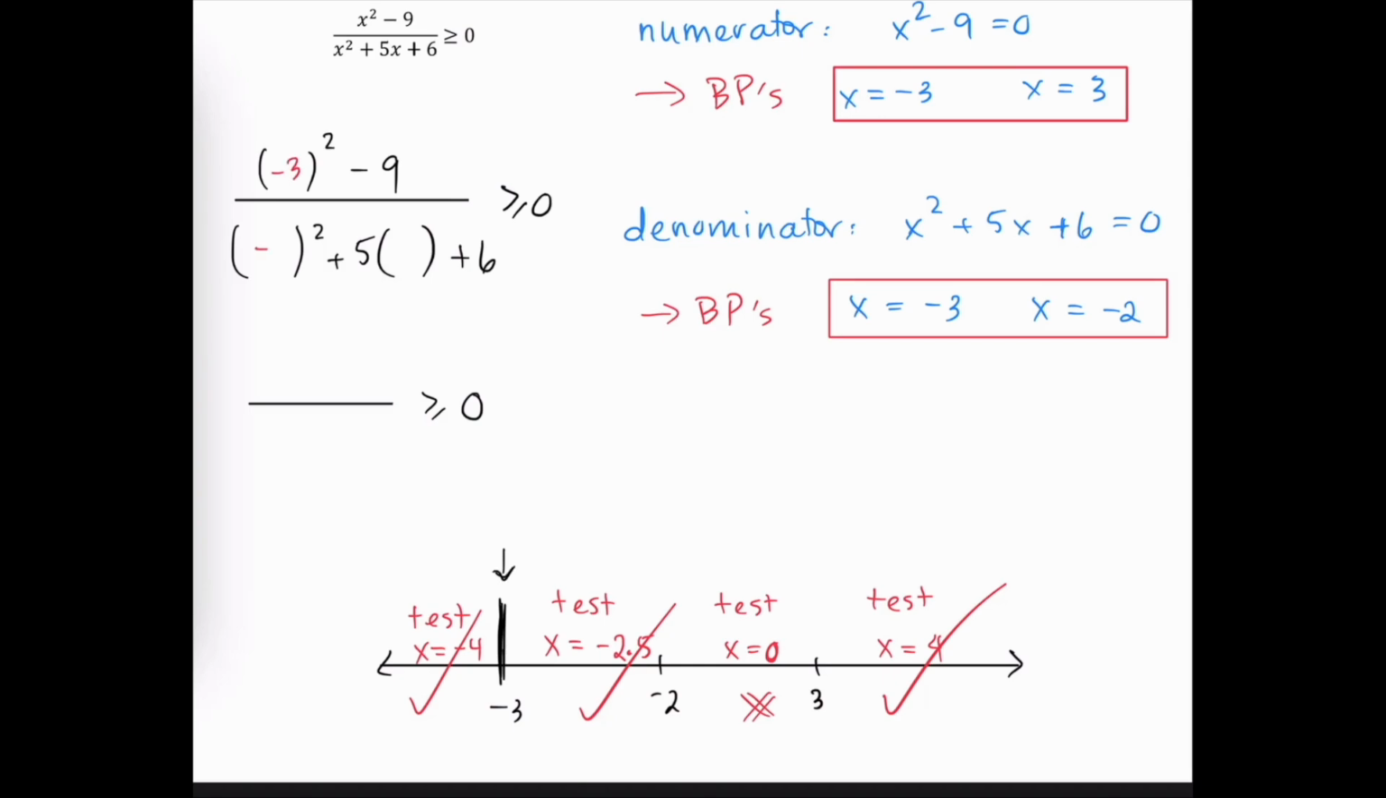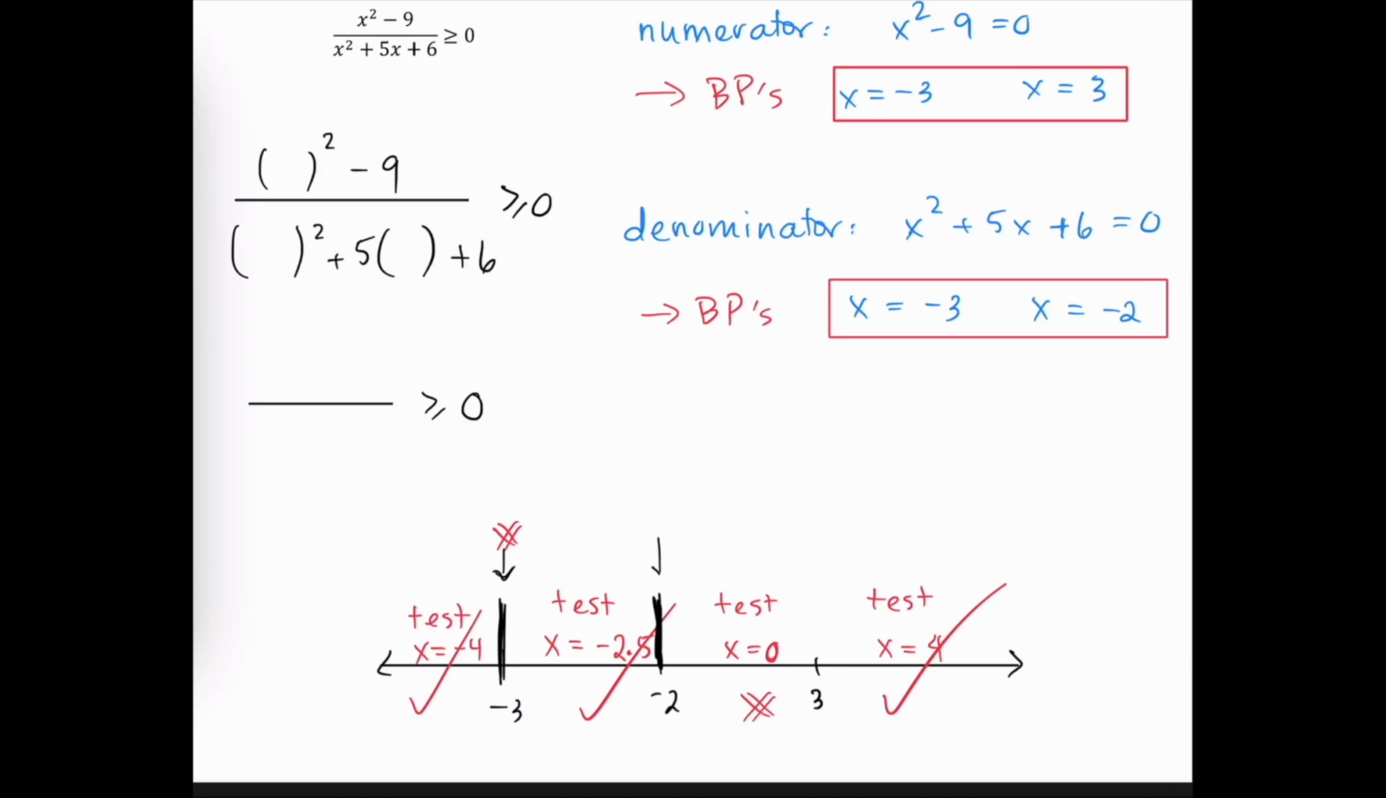When we plug negative 3 in for those x values, we get negative 3 quantity squared is positive 9, so 9 minus 9 in the numerator is 0. Notice also that we have positive 9 minus 15 plus 6, which is also 0. 0 over 0 is an undefined quantity, which means that this is not a true statement. Undefined is not greater than or equal to 0. So this boundary point, negative 3, is not part of the solution set.